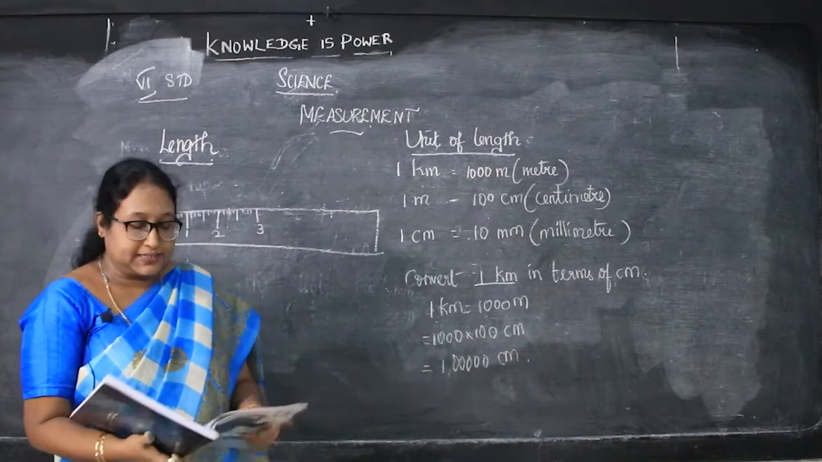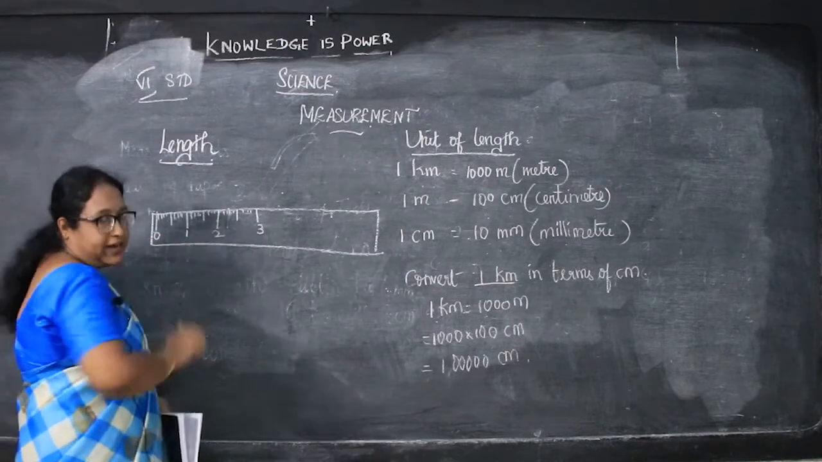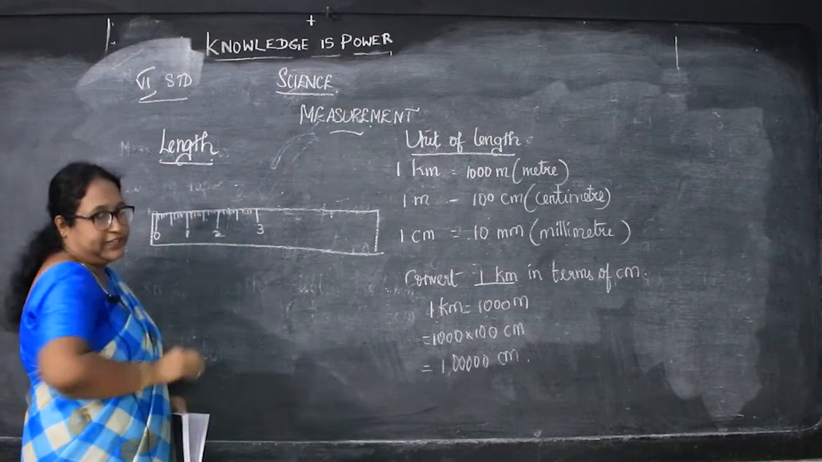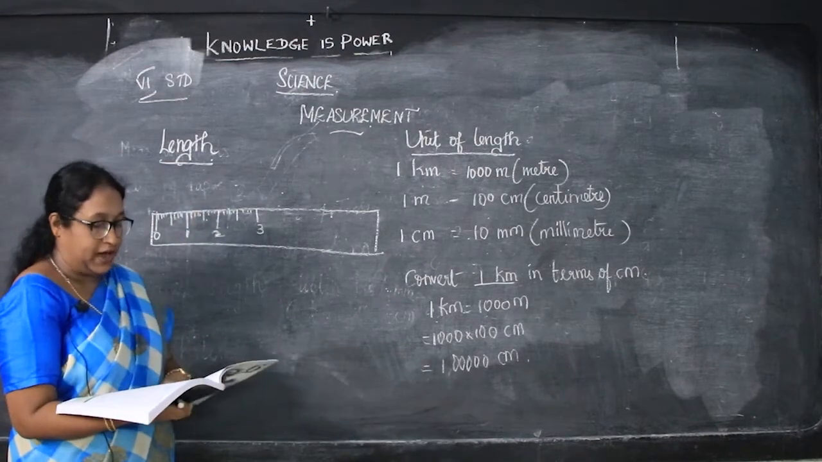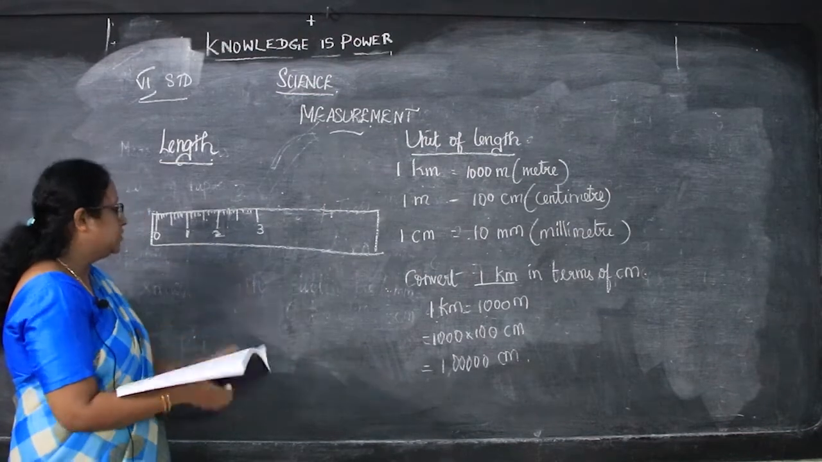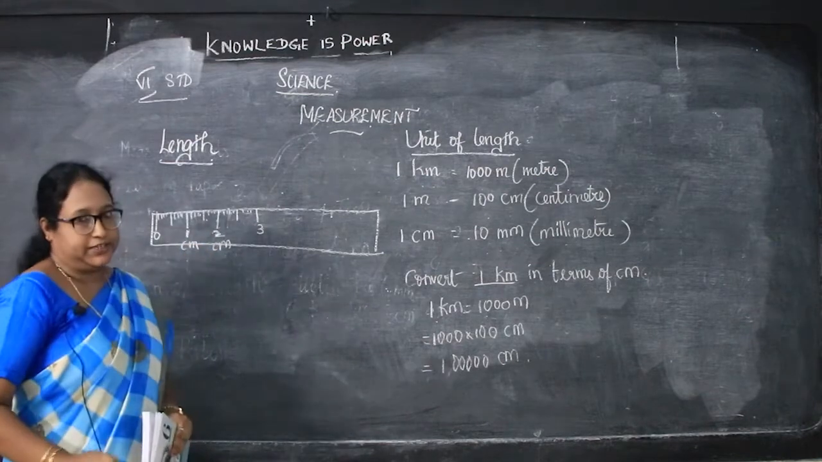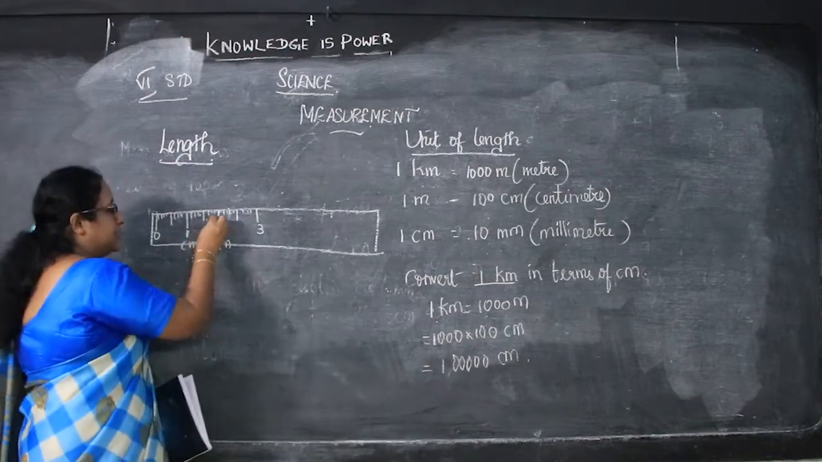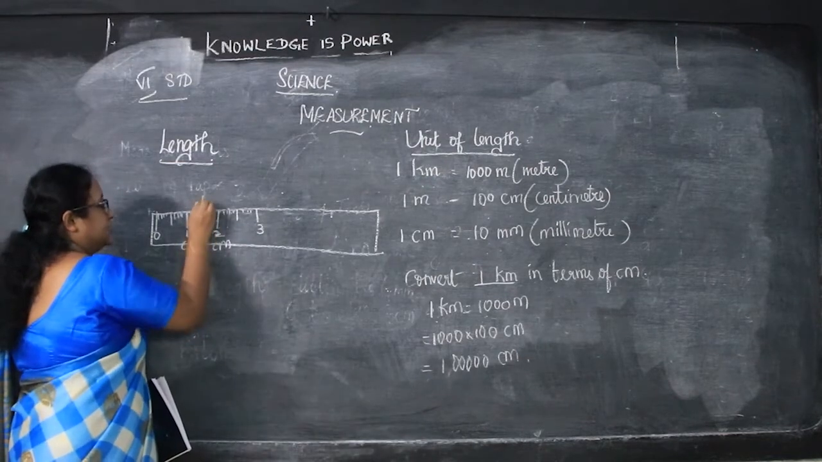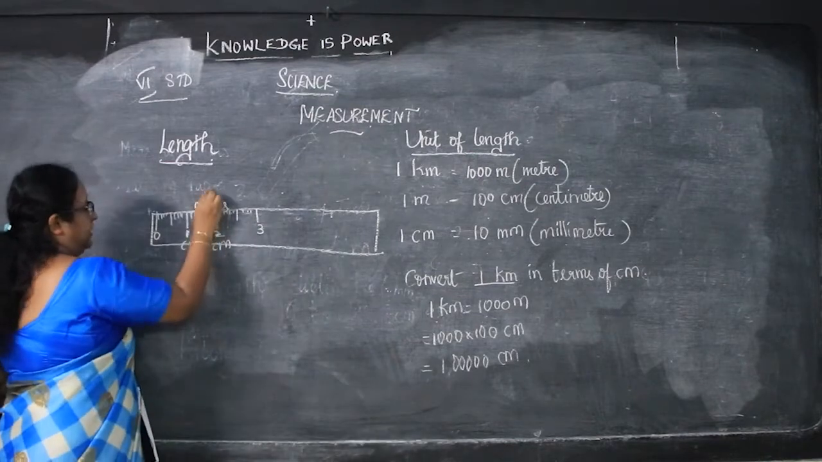Now, if you notice, in between 1 and 2 there are markings. These 1 and 2 markings denote a centimeter, that is 1 centimeter and 2 centimeter. There are other smaller lines in between, and there are 9 lines in this. How many lines? 9 lines, and they are called a millimeter.